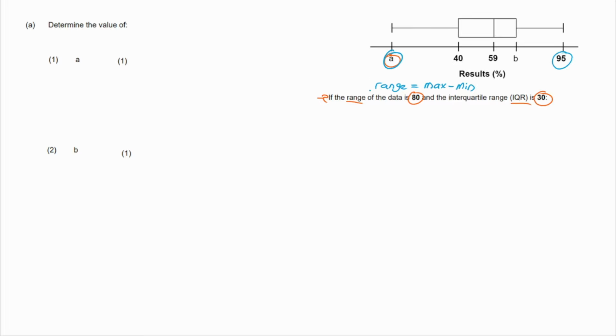So we know that 95 minus A is 80. You can almost just solve this using algebra. 95 minus A is equal to 80, so then obviously that means that A is 15. And the IQR is 30, and remember the interquartile range comes from Q3 minus Q1, and that gives us 30. Our Q3 is B, and Q1 is 40, that gives us 30, so then that obviously means that B is 70. So you didn't actually have to show any working, like I did here, just the final answer.